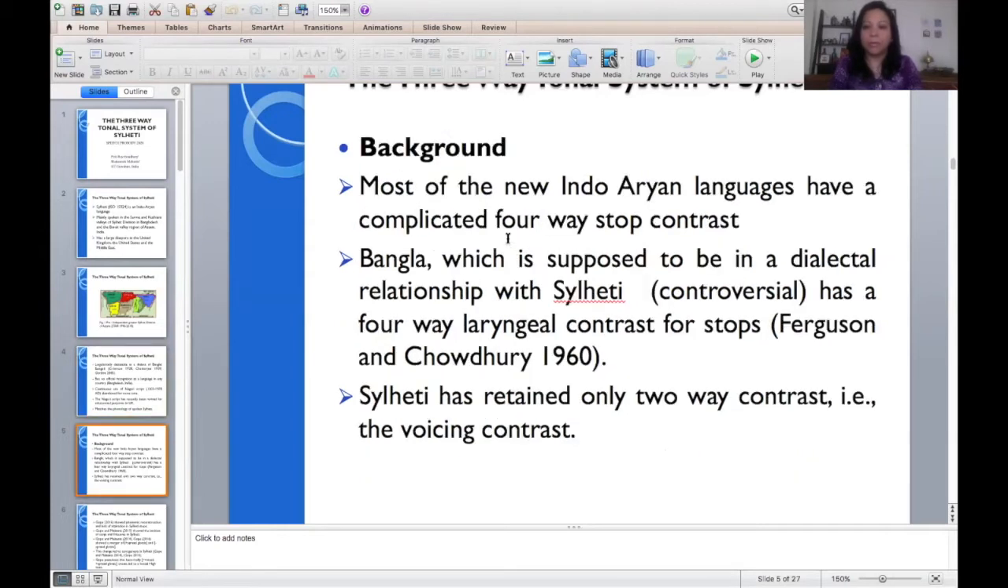Coming now to the aspect of tones in Sylheti, it is important to note that Indo-Aryan languages are known for four-way stop contrast, which is distinctive along the lines of spread glottis voicing, and also a place of articulation like dental and retroflex. So Sylheti, which is supposed to be a dialect of Bengali, does not have the four-way contrast, whereas Bengali still maintains a four-way laryngeal stop contrast in onset positions. Sylheti, on the other hand, has retained only a two-way contrast, that is the voicing contrast.